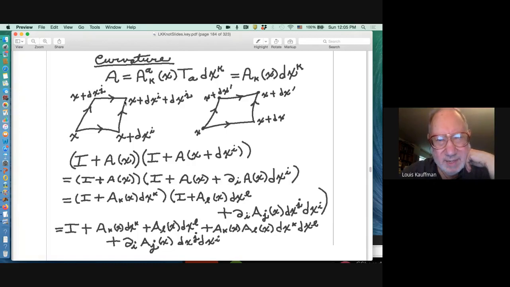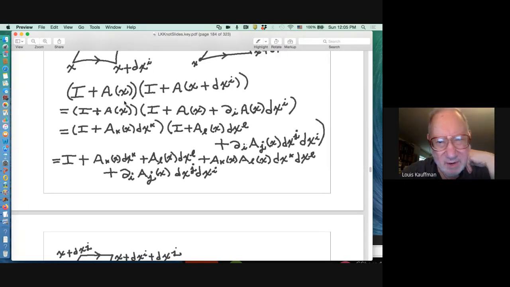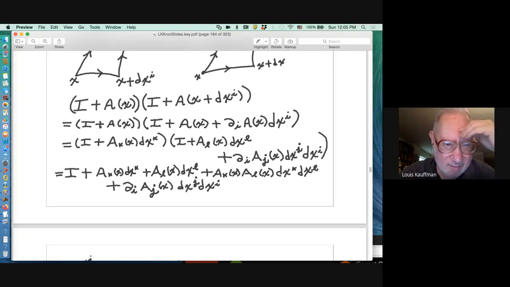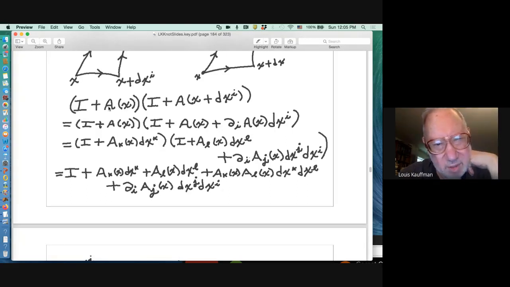I hope this part is feeling quite familiar to you. I'm sure you've seen this kind of calculation before. So I'm going to do 1 plus A to get to here, and then I'm going to do 1 plus A again, but I'm doing it from A at x plus dx. So that gets expanded into A of x plus partials of A_i dx^i, because that's what it is. And then I multiply it out, and I get a certain form with some terms.